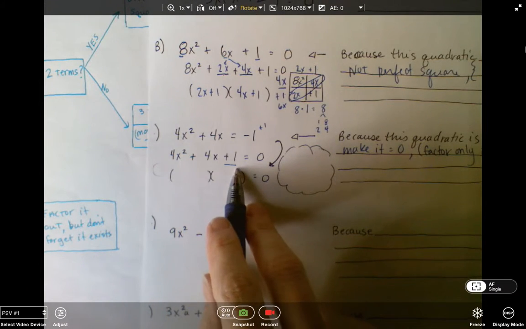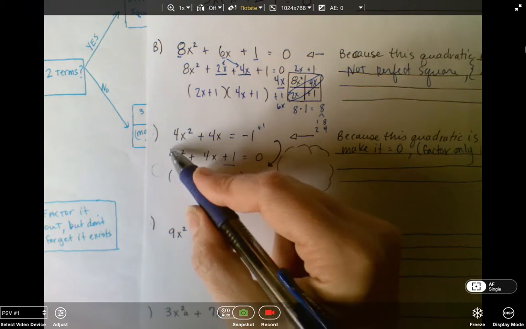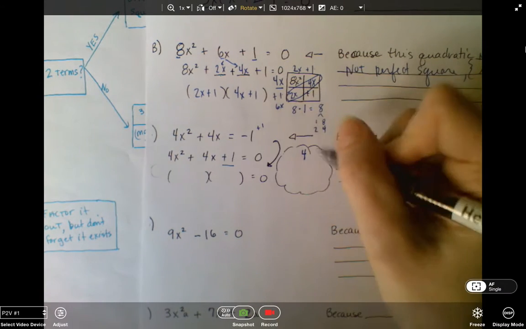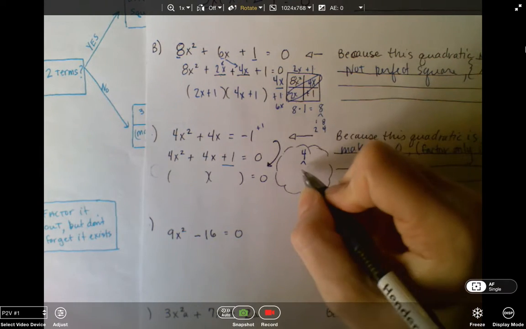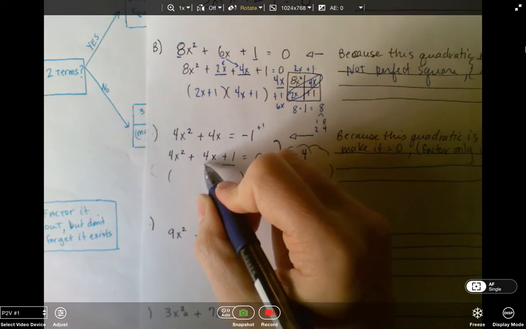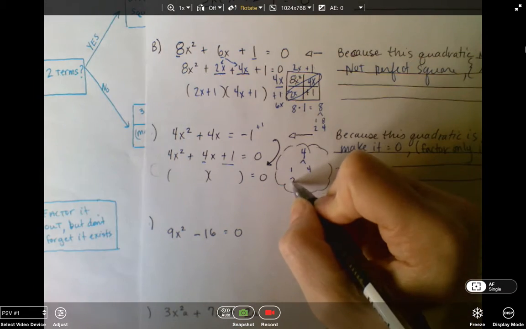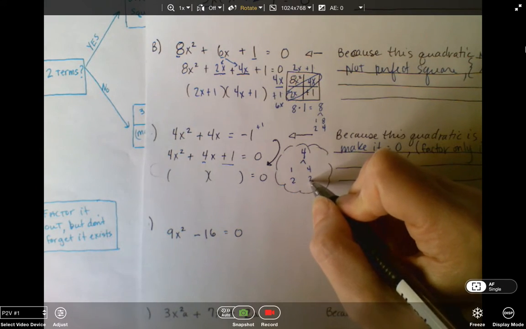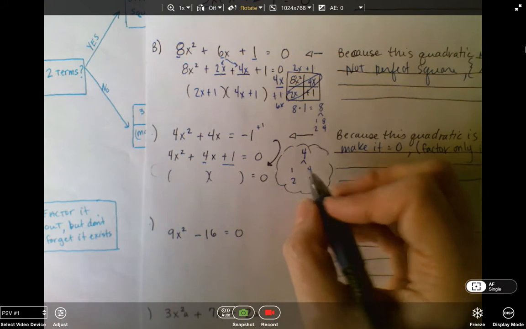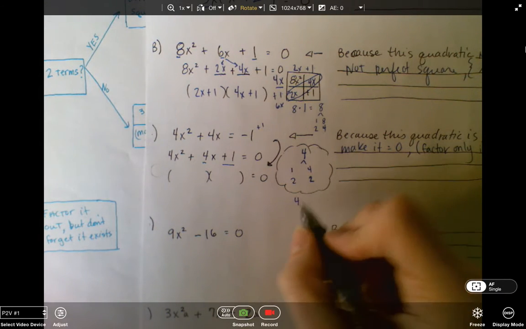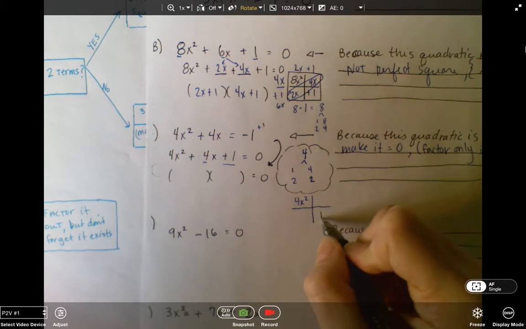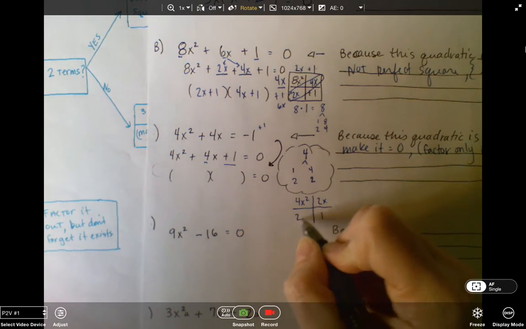So is it a perfect square? I don't think so. So 4 times 1 makes 4. And then could be 1 times 4, but that's not going to add up to make 4. 2 times 2, well, maybe it is a perfect square. We'll look and see. So 4x squared and 1 and 2x and 2x.